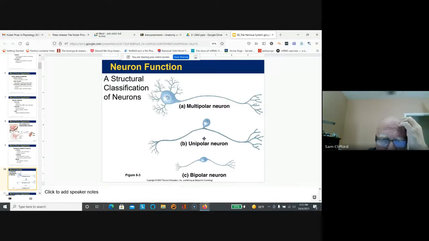Unipolar neurons are sensory neurons. They receive information from your skin, from your bladder, from your digestive system, all the places that receive information from your environment, and that information is sent along the afferent system. The bipolar neuron is least numerous, but bipolar neurons are found in the eye, for instance.